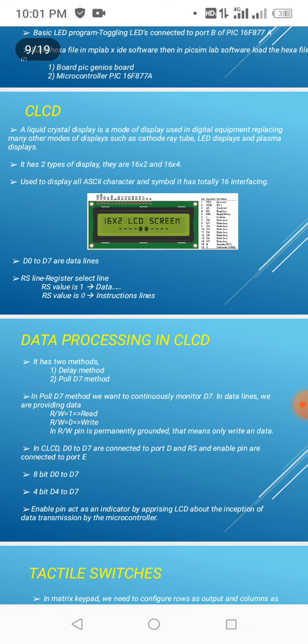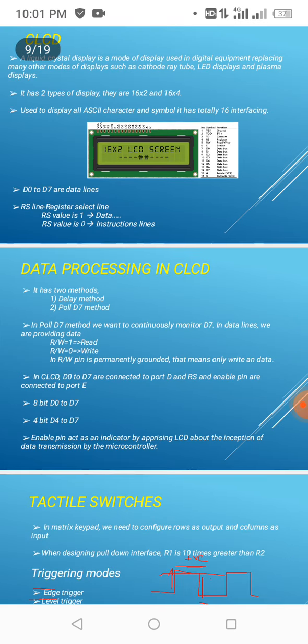Data processing in CLCD has two methods: delay method and poll D7 method. In the poll D7 method, we continuously monitor the D7 data line. R/W equal to 1 is read, R/W equal to 0 is write. The R/W pin is permanently grounded, which means only write is done. In CLCD, D0 to D7 are connected to port D, and RS and enable pins are connected to port E. 8-bit uses D0 to D7, 4-bit uses D4 to D7. The enable pin acts as an indicator to the LCD of data transmission by the controller.